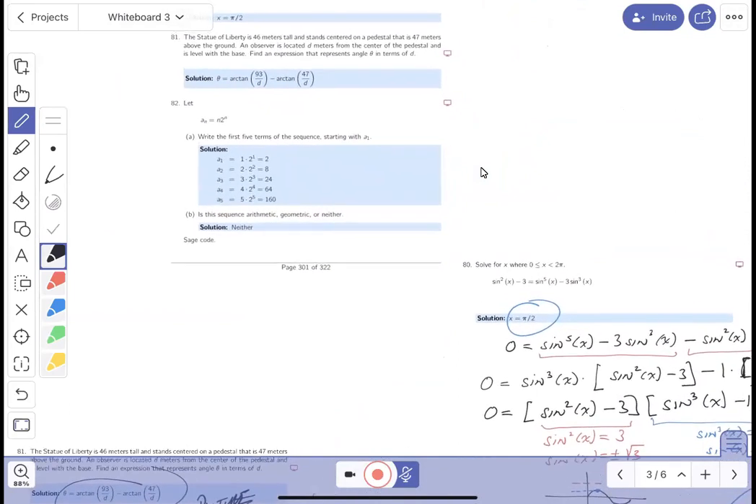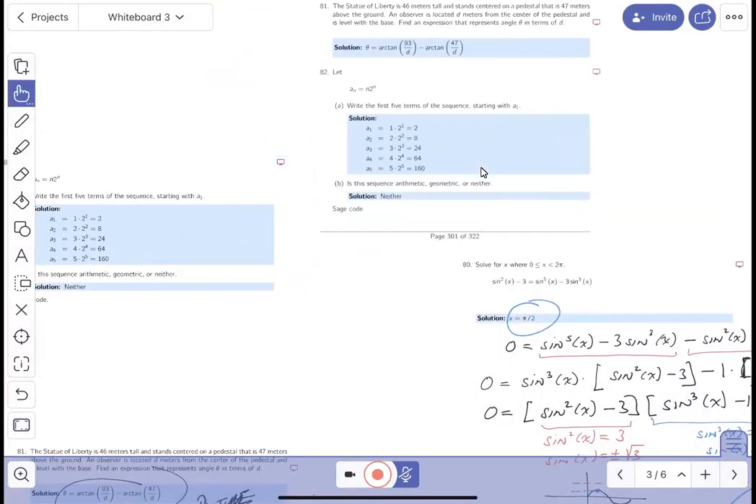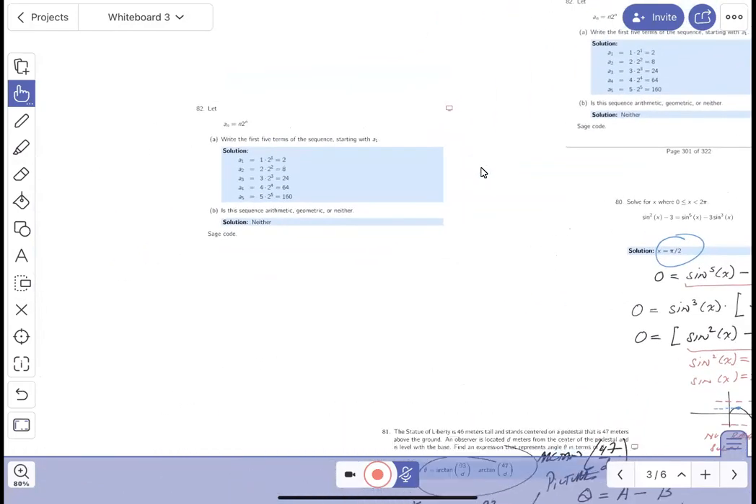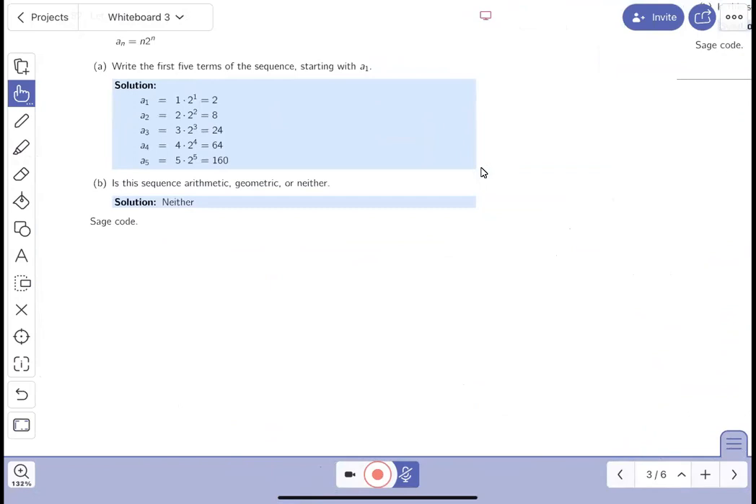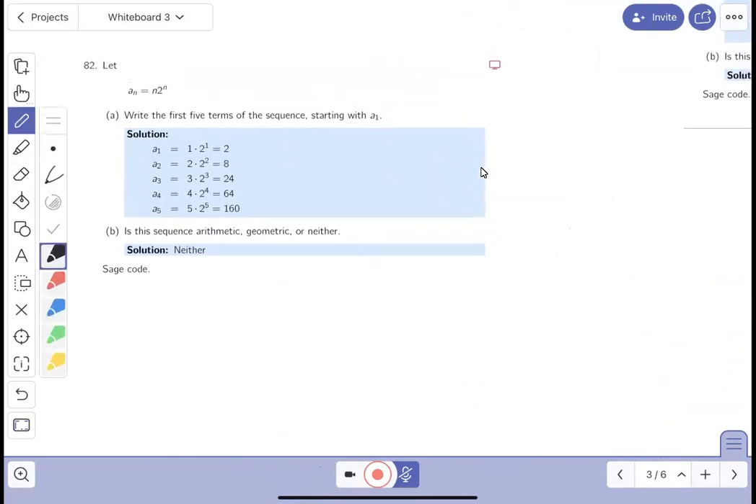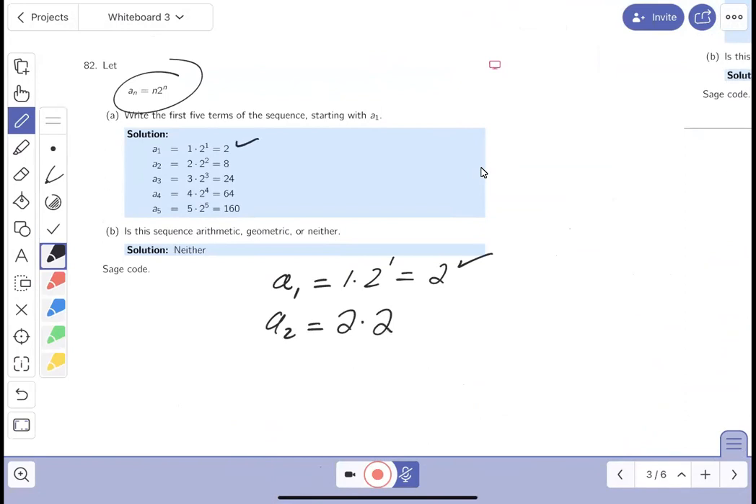And 82 is a question. This is easy, right? Really easy. They want us to write the first 5 terms starting with A1. That's the formula. It's going to be 1 times 2 to the first power, which is 2. That's done. Let's put down A2. What's that going to be? 2 times 2 squared, which is 8. That's done. Let's put A3 down.